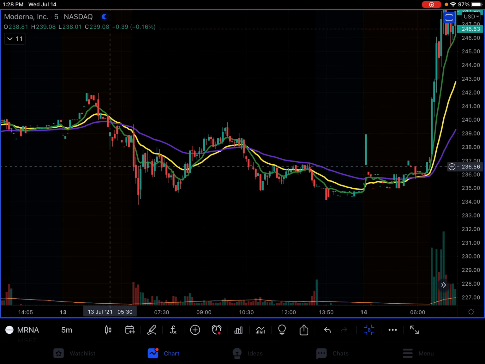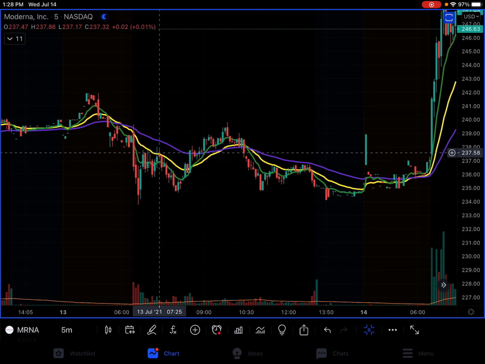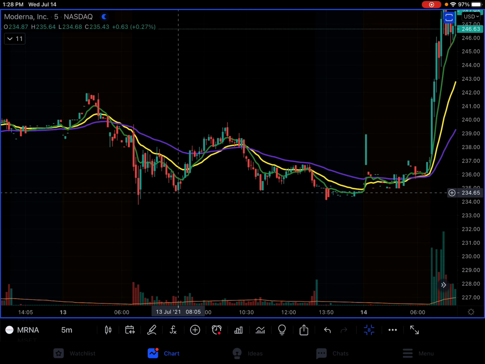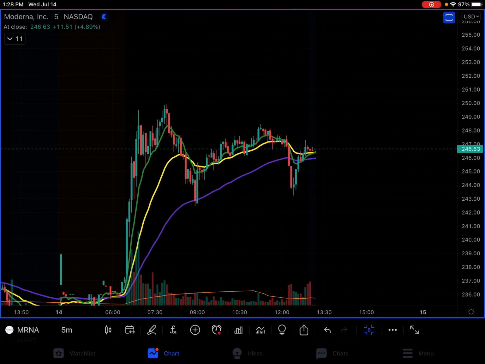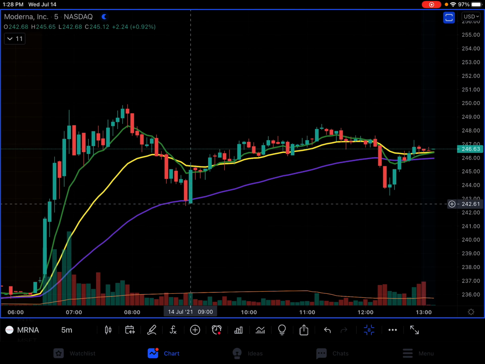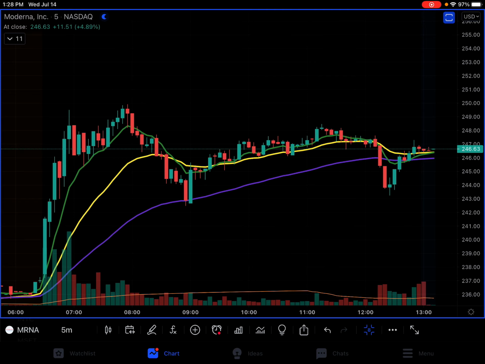Right here is acting as support or resistance. You see right here, it hits the 21, it rejects, and goes down. That's the example. And at the 55 again, you see it bounce off the 55 because it also acts as support and resistance. But yeah, I like to use those to trade a lot.